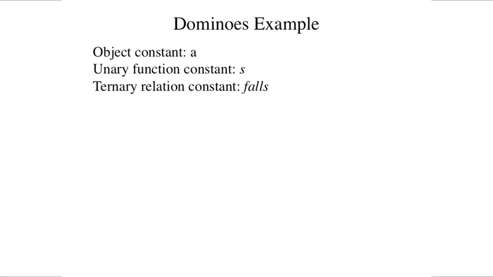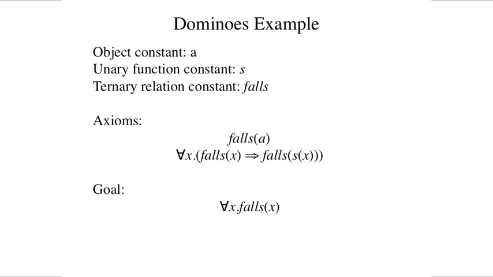Now let's formalize this example and prove the result using induction. Let A represent the first domino, and let S represent the relationship between a domino and its successor in the line. Let's use the unary relation constant falls to express the fact that the domino given as argument eventually falls. Here are our axioms. We assume that the first domino falls, and we know that whenever any domino falls, its successor falls. Our goal is to prove that all of the dominoes fall.